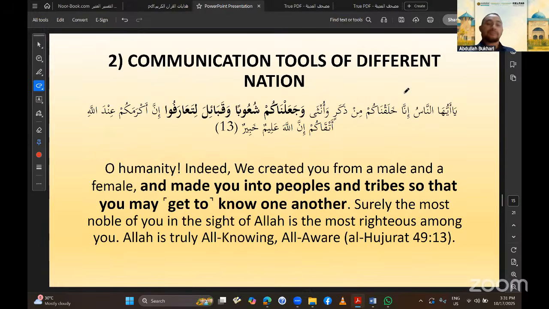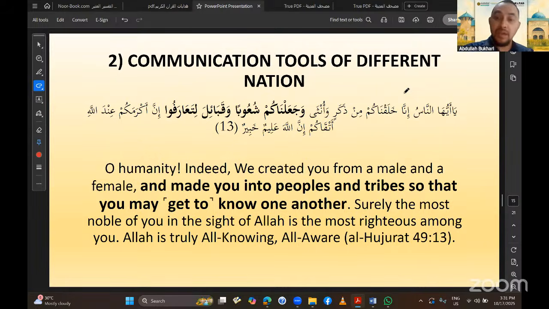Okay, number two, communication tools of different nation. Learning language in CELPAD is not only a requirement for graduation, or in order for you to continue study as a kuliah student, you have to fulfill the language requirement. No, you shouldn't stop there. You should have a big view on learning language. You must understand that to learn language in CELPAD is to equip or to help yourself to communicate with different nations.